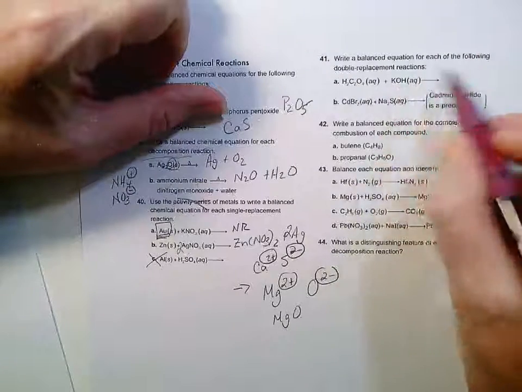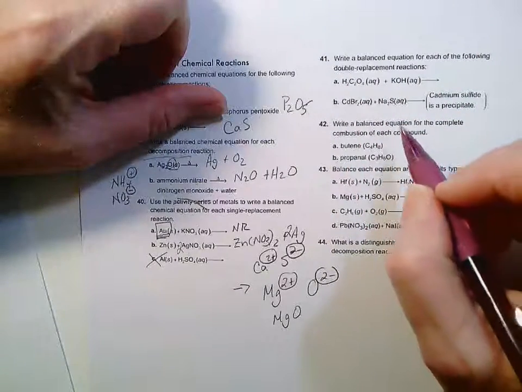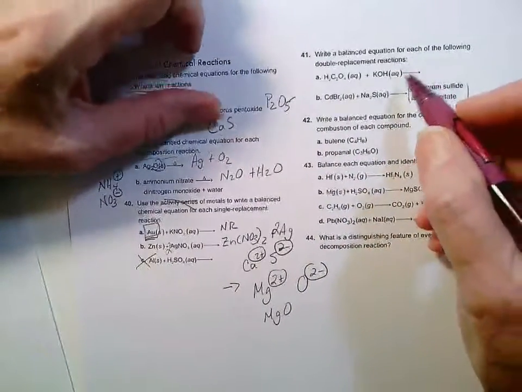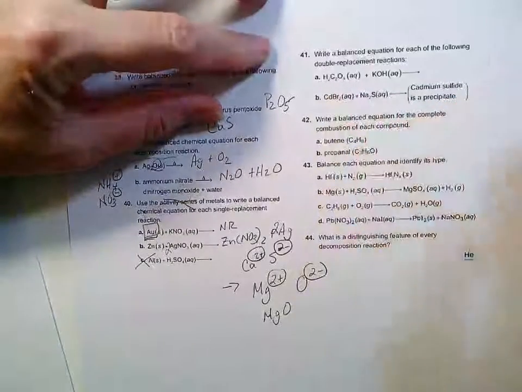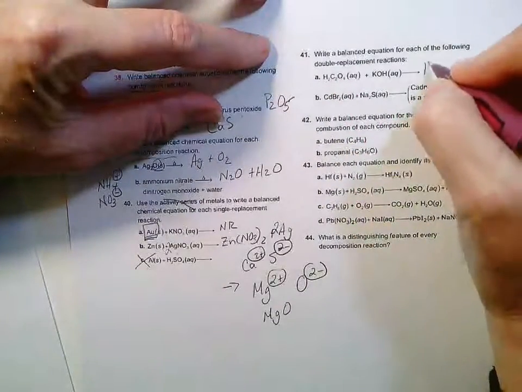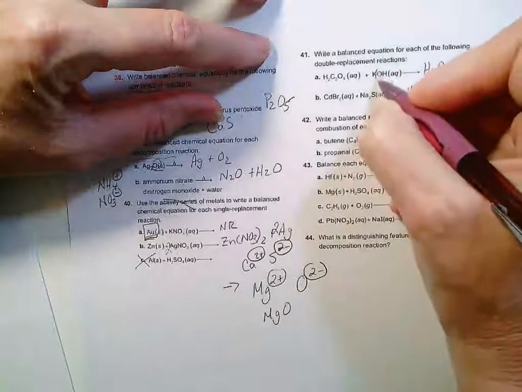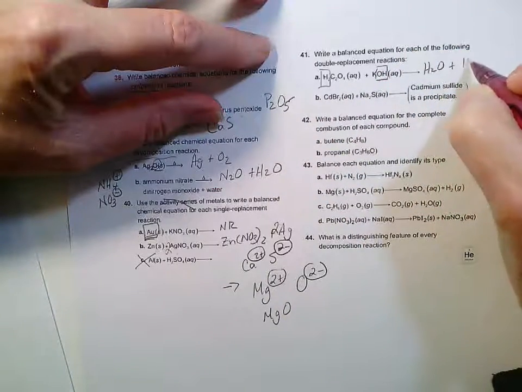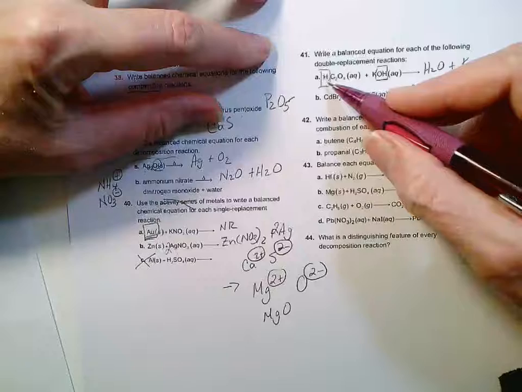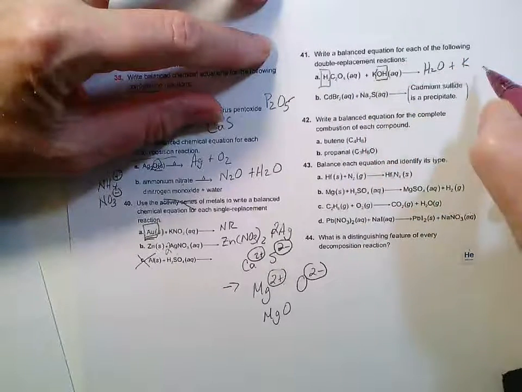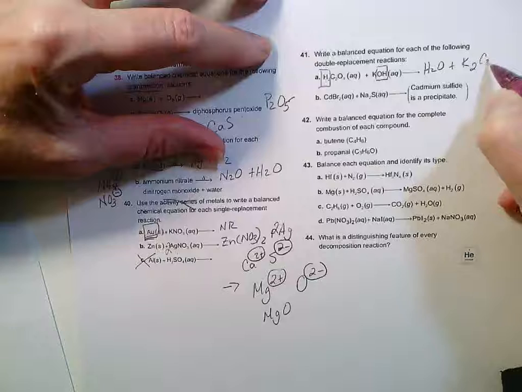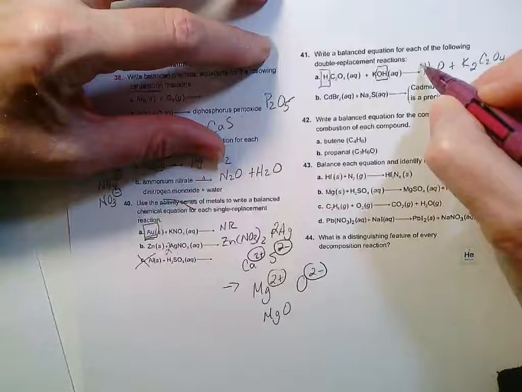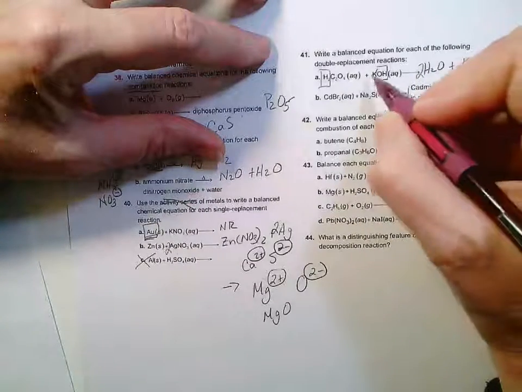So write a balanced equation for each of the following double replacement reactions. So this is an acid-base reaction. This is oxalic acid. And so you're going to get water. That's going to be a combination of that OH and those 2 H's. And then you're going to get K. Oxalate is a -2. Potassium's a +1. So I'm going to need 2 of those with C2O4. And then I'm going to have to balance this, and I would need a 2 here, and I would need a 2 here.